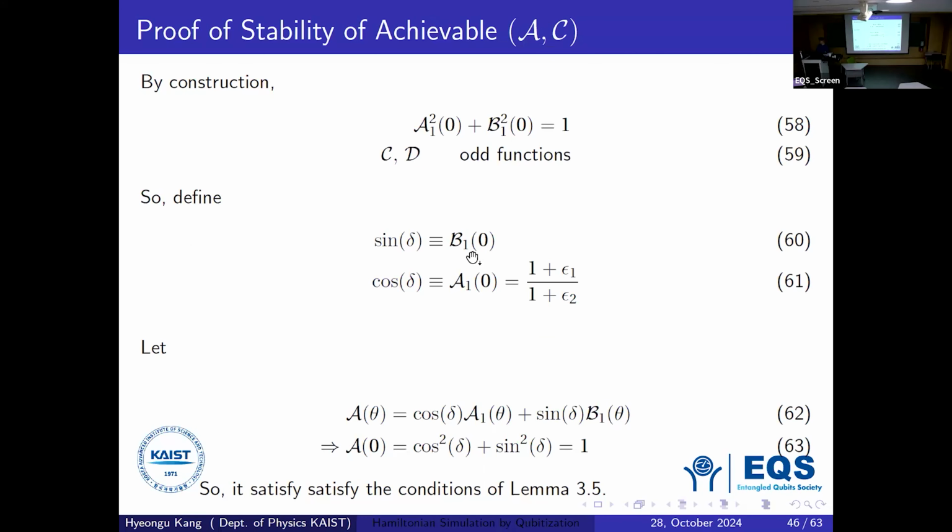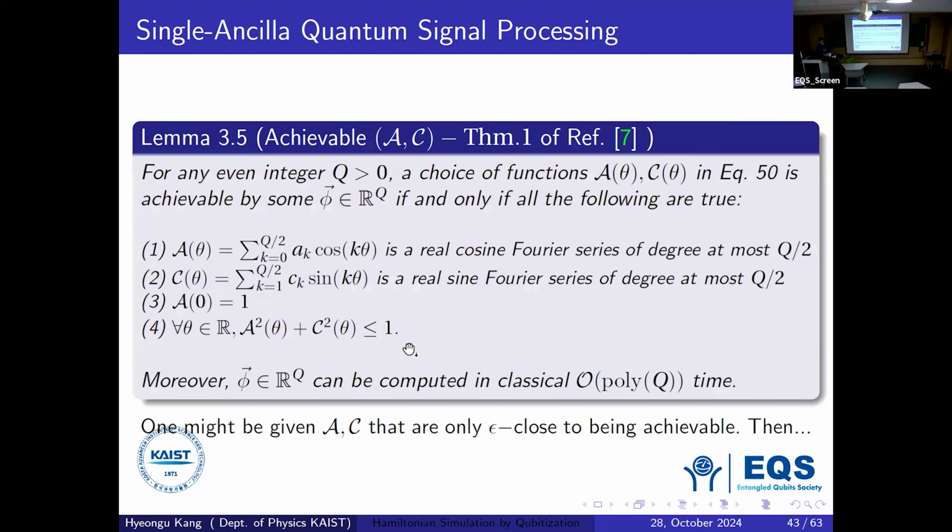Also, we can just define the sine delta as this and cosine delta as this because this holds. So if we define A theta as the following, we can get A0 like this. So it satisfies the condition of the Lemma 3.5. So again, we can just do something.